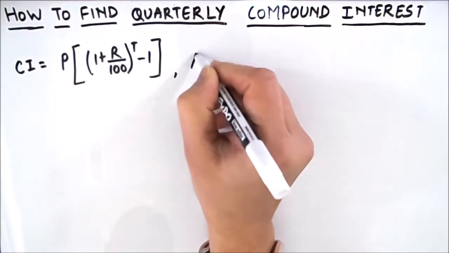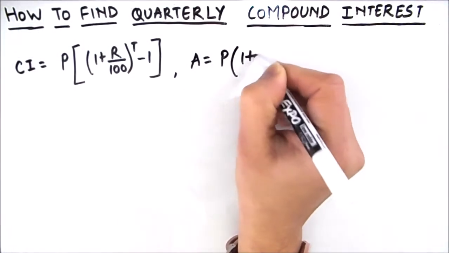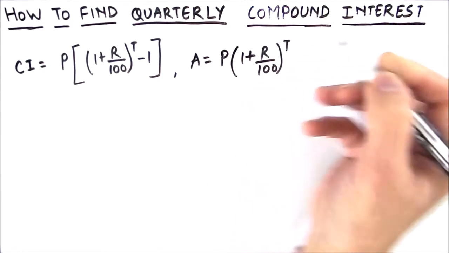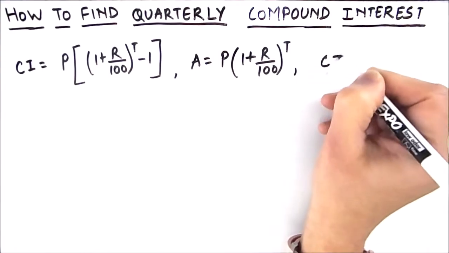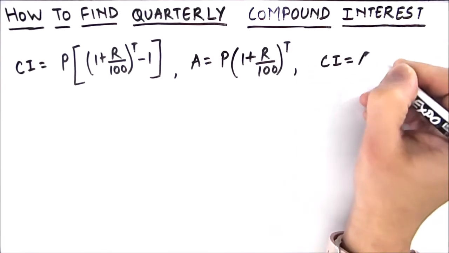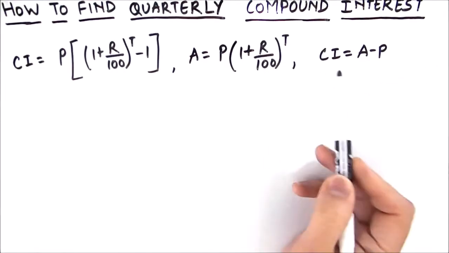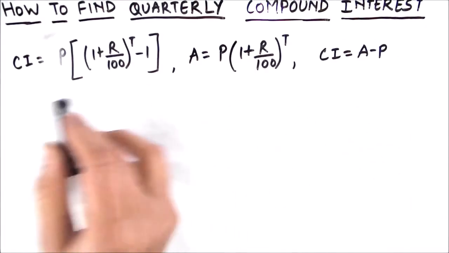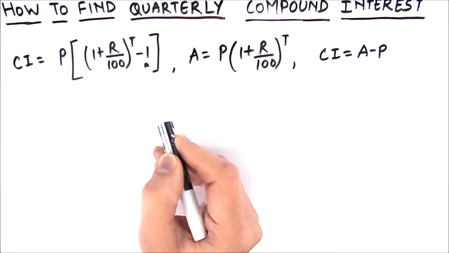Other formulas we use to find the compound interest is find the amount first, which is P times (1 + R/100) raised to power T, and then after finding the amount we find the compound interest by using the formula amount minus principal. So either we can use these two formulas or we can use this single formula, because these two formulas are there in this formula. Here minus 1 indicates that we are subtracting the principal.